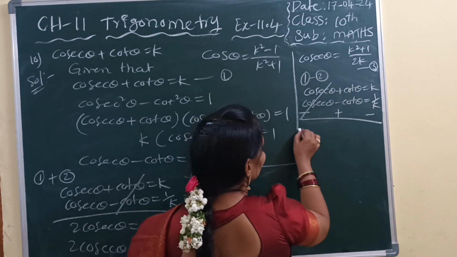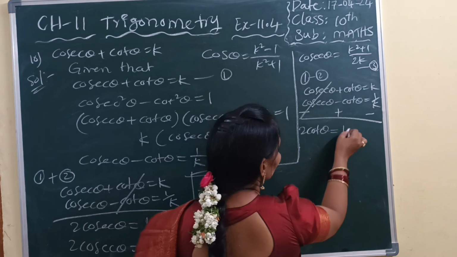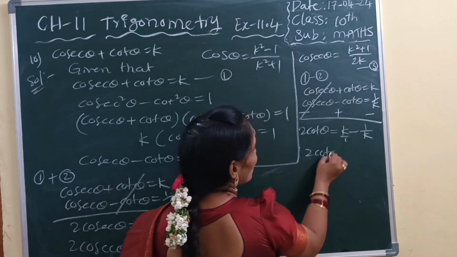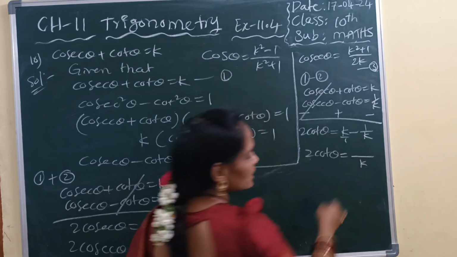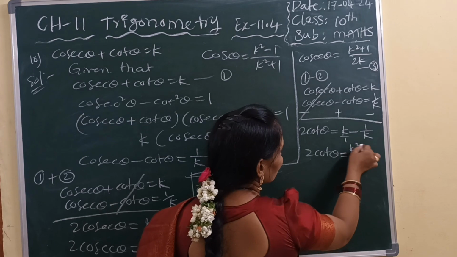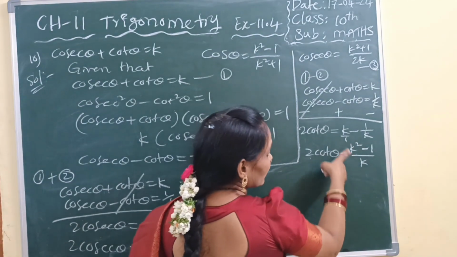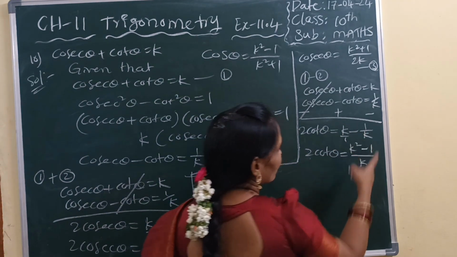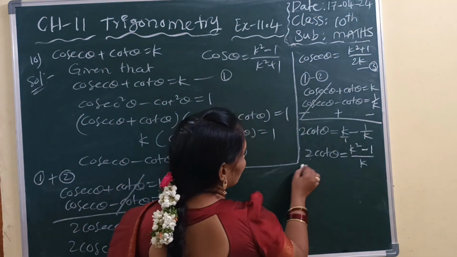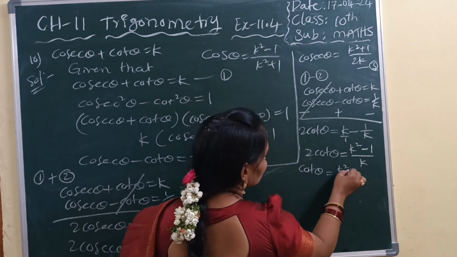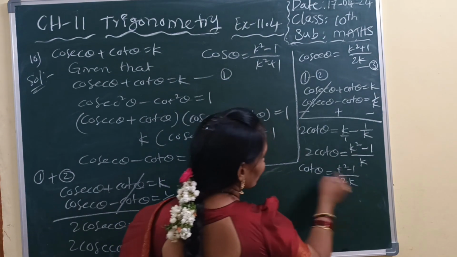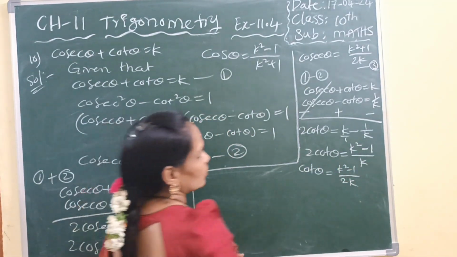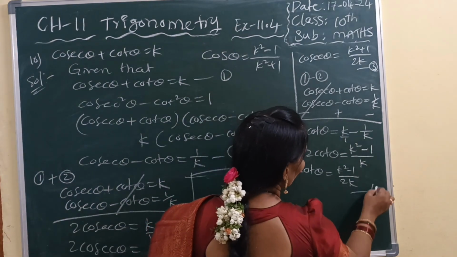Plus plus, 2 cot theta is equal to k minus 1 by k. Now take LCM. 2 cot theta is equal to, k is the LCM, k into k, k square minus 1. Why? Because 1 in k, k times k, k into k, k square minus 1. Okay? So now cot theta is equal to k square minus 1 by 2k. Transpose of multiplication will give the divisor. 2 will go to the denominator. Okay? So, let us say equation 4.